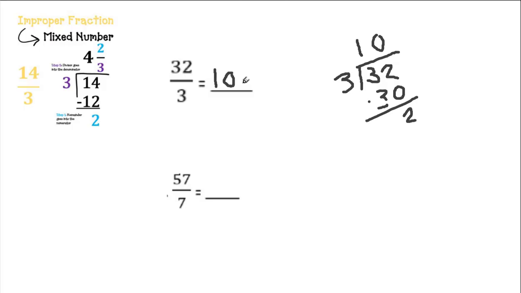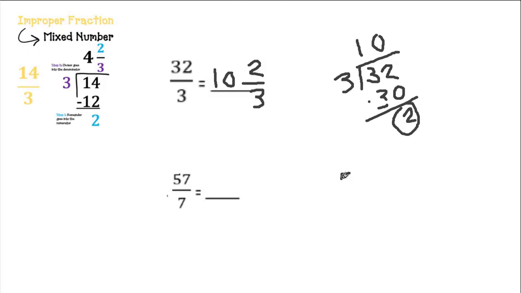Our denominator stays the same. It's a 3. And this is the remainder. The remainder is the top part of that new fraction. 10 and 2/3 has the same value as 32/3. Let's work out another one.